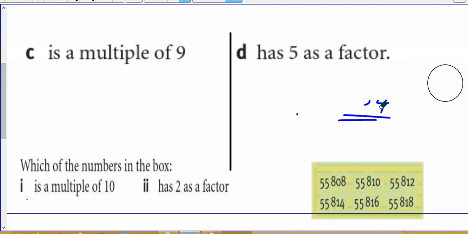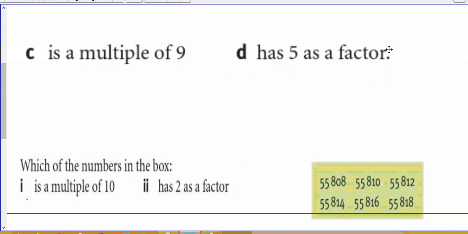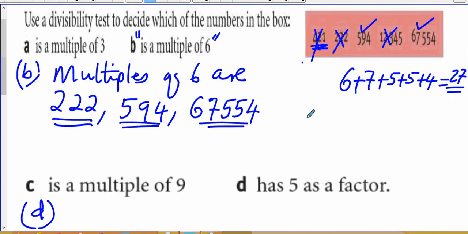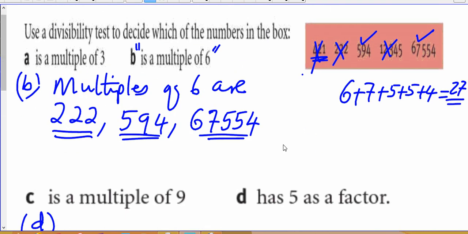All right, part D. Let me write over here, part D is finding whether 5 is a factor of either this number or this number or that number, that number, or that number.